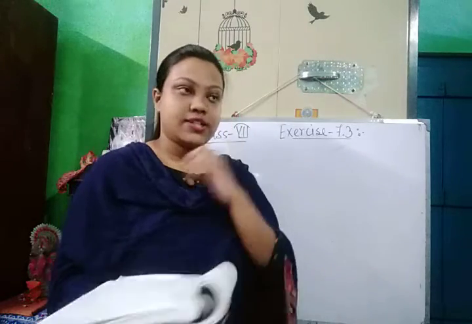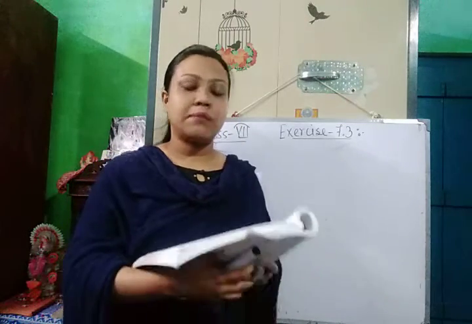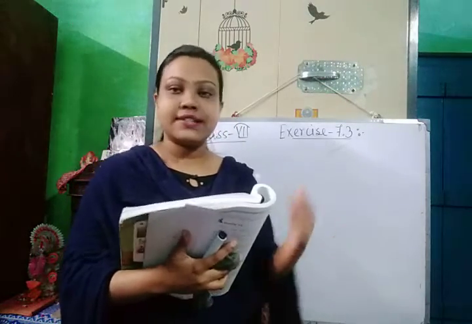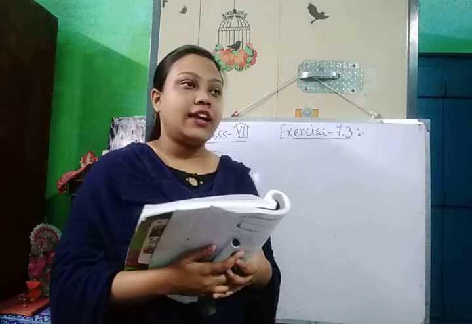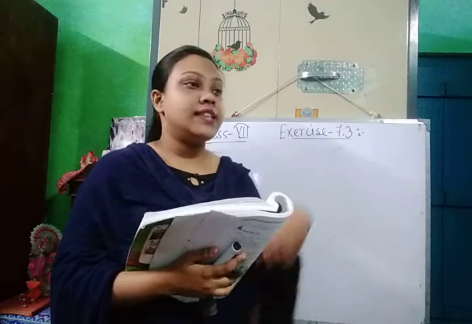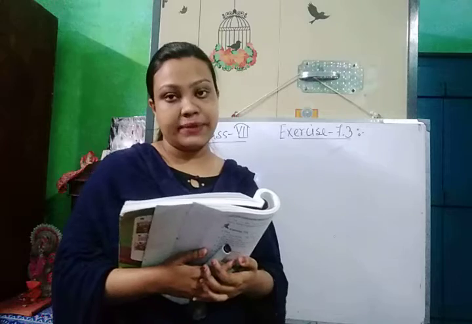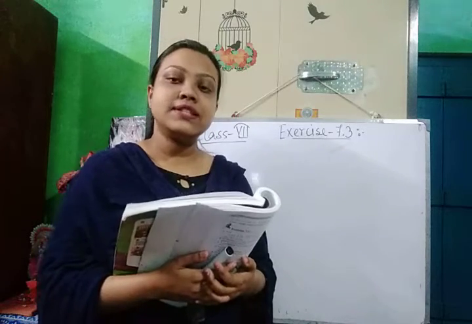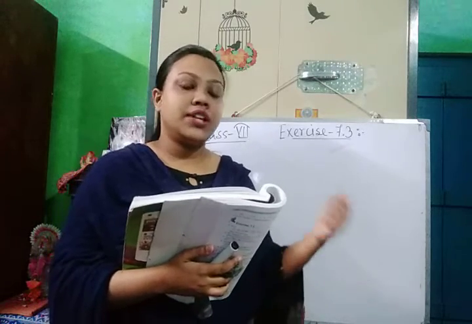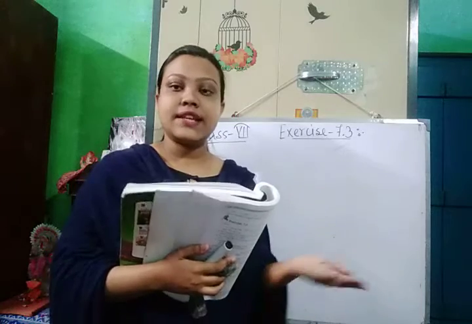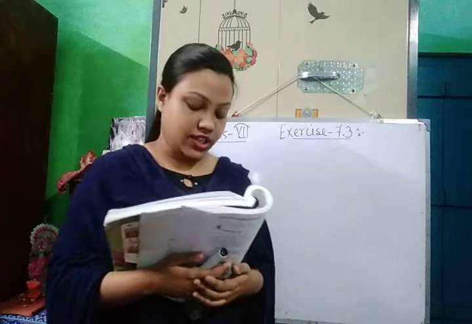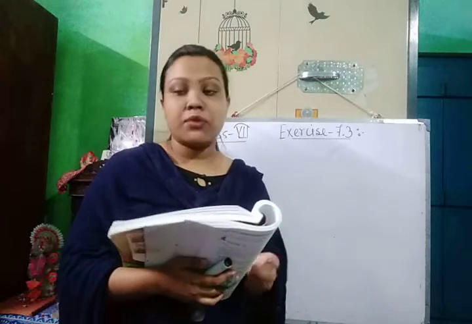What is cost price? Cost price means the amount at which we buy something. And the amount in which we sell something is called the selling price. So cost price means the amount in which we buy something, and the amount in which we sell something is called the selling price. Okay, now next is coming profit.